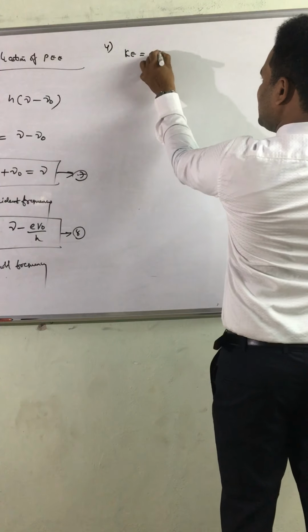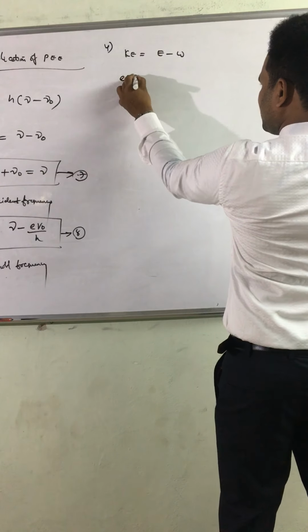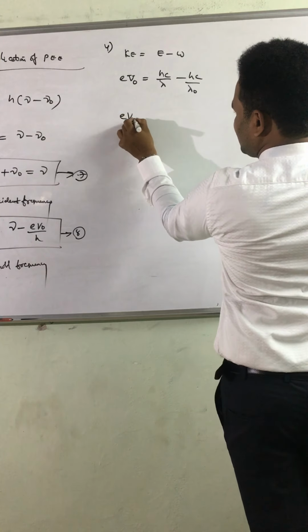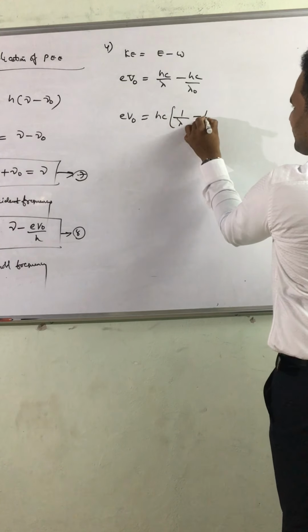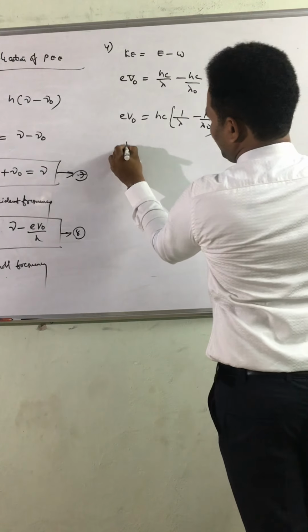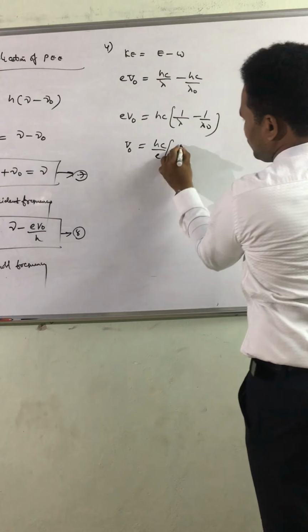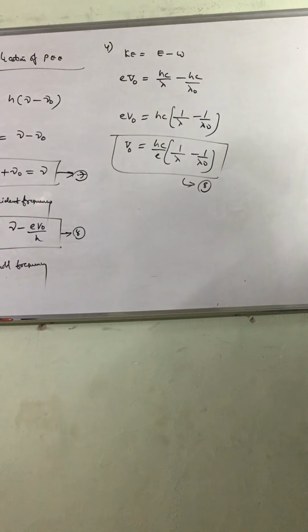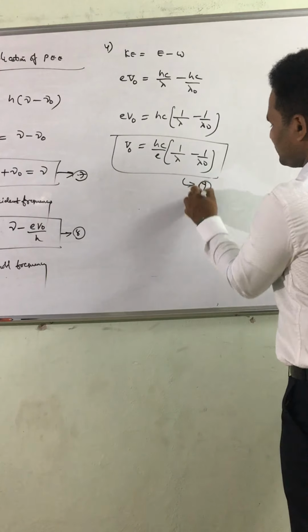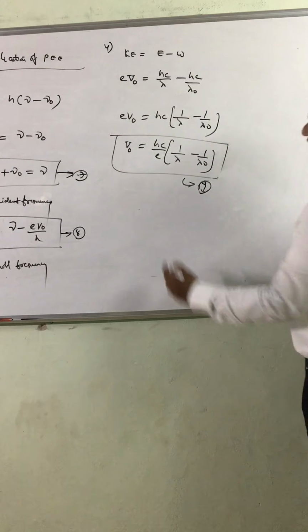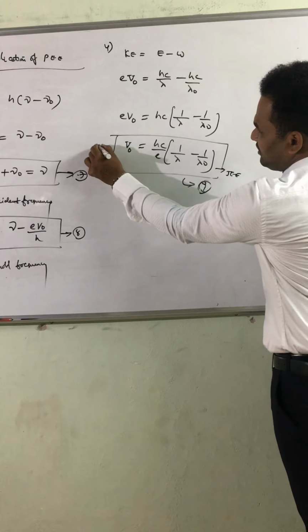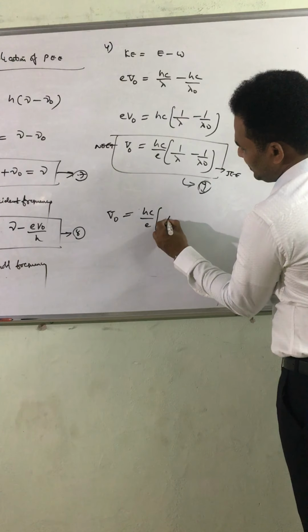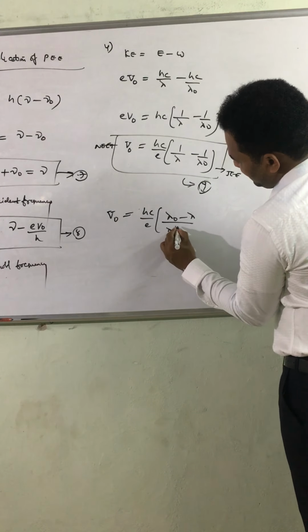KE is equal to E minus W. eV naught is equal to hc by lambda minus hc by lambda naught. eV naught is equal to hc into (1 by lambda minus 1 by lambda naught). So V naught is equal to hc by e into (1 by lambda minus 1 by lambda naught). This is for if they are given incident wavelength and threshold wavelength and they are asking stopping potential. This is also a previous JEE Main and NEET concept. Very, very important. So it is hc by e into (lambda naught minus lambda) by lambda lambda naught, right?